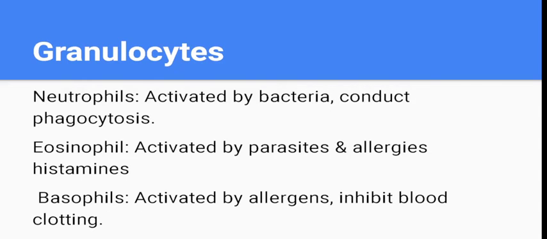Then you have the granulocytes. The easy way to memorize these is BEN. So we're going to work from the bottom up. Basophils are activated by allergens. They also inhibit blood clotting. You have eosinophils, which are activated by parasites and also allergies, and they release histamine. Histamine is kind of what causes your allergy symptoms, like your runny nose and sneezing. That's from histamine. And then neutrophils are activated by bacteria, and they basically eat stuff. They do phagocytosis, which means just eating.